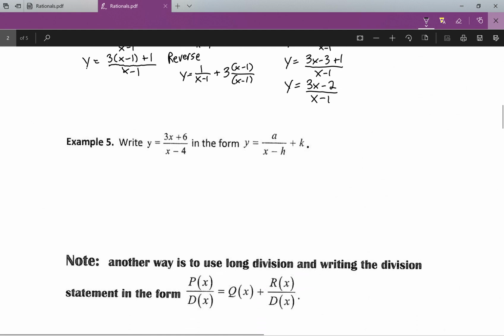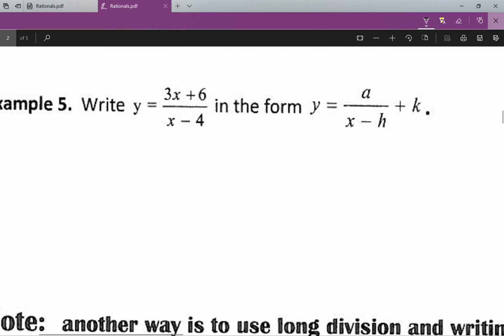Moving on, right now what I'd recommend is that you guys just quickly pause this and give this question a try to see if you can figure it out for yourselves. For me, we're just going to move on because you guys can press pause, and I'm trying to keep these videos around the 8-minute mark. So write y equals 3x plus 6 all over x minus 4 in the form y equals a all over x minus h plus k.